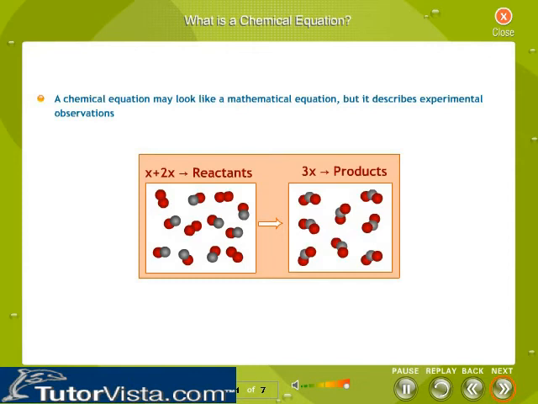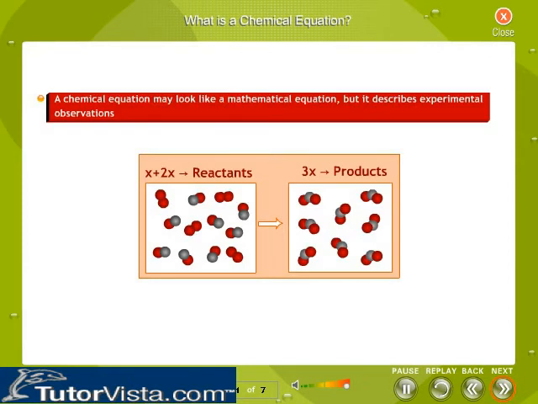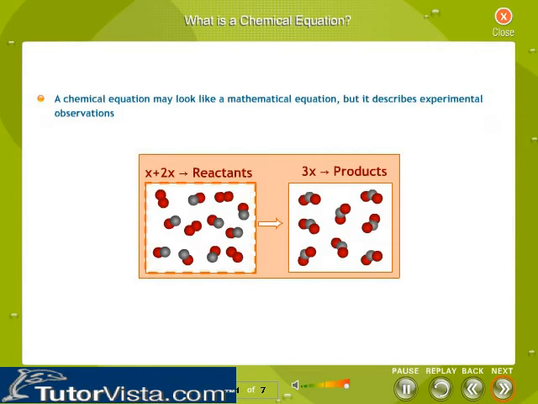Writing a chemical equation. A chemical equation may look like a mathematical equation, but it describes experimental observations. Reactants appear on the left-hand side of a chemical equation, while products appear on the right. The products which result out of combining the reactants are known from experimental observations. They cannot be derived mathematically.